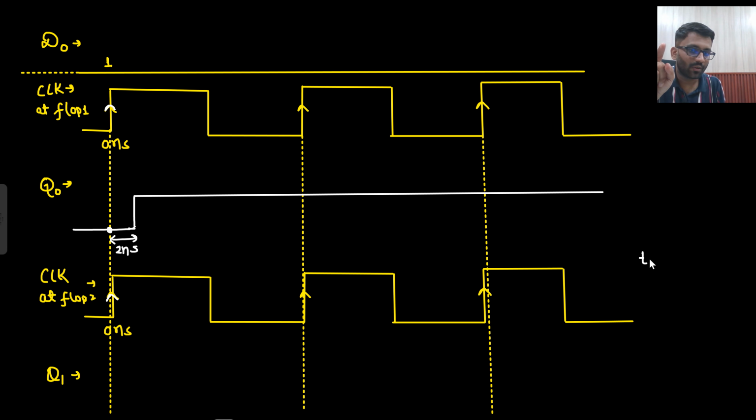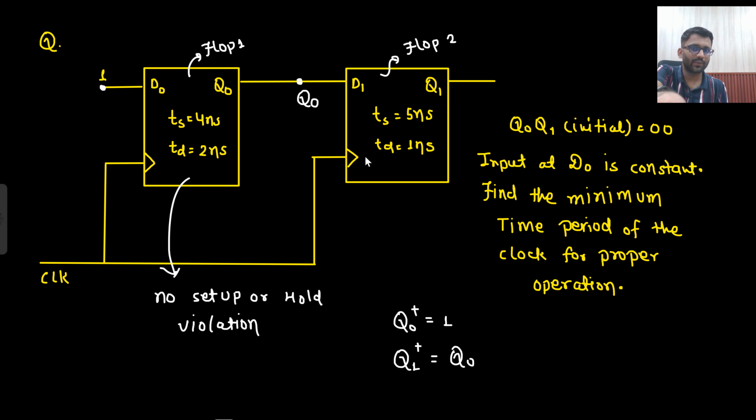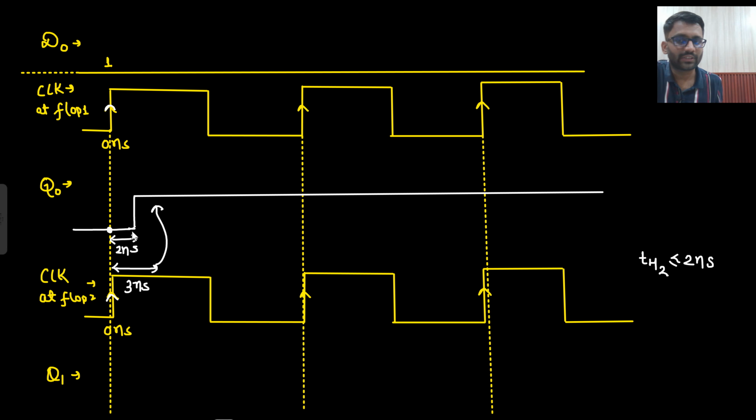That the hold time of second flop should be less than or equal to 2 nanosecond. Because if your hold time is greater than 2 nanosecond, let's just say 3 nanosecond, then I will look ahead for the next 3 nanosecond, and at 2 nanosecond I see there is a change in the input. So the hold time of second flop, we are talking about second flop now. This clock is fed to the second flop, not to the first flop. The job of first flop is done. Now we are talking about second flop.